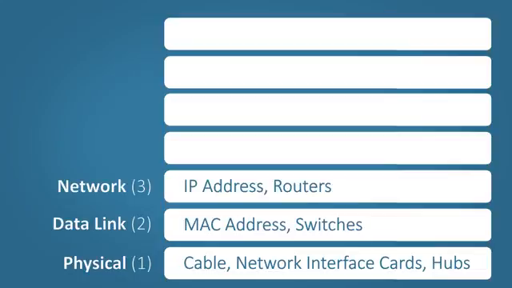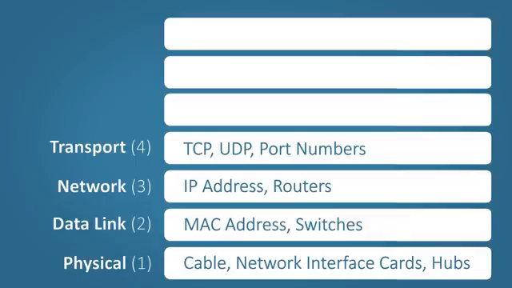Layer 3, the network layer handles IP addressing and routing. At this stage of the OSI model, the source and destination IP address are added. Routers operate on this layer. Layer 4, the transport. The transport layer of the OSI model adds the transport protocols such as TCP and UDP. TCP, for example, is used for error handling and sequencing to ensure no data is lost. This layer also adds the source and destination port numbers.